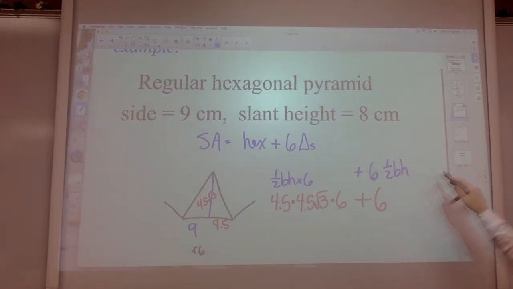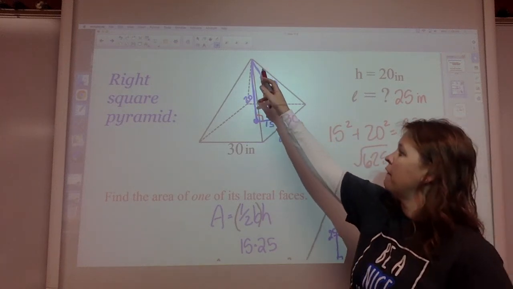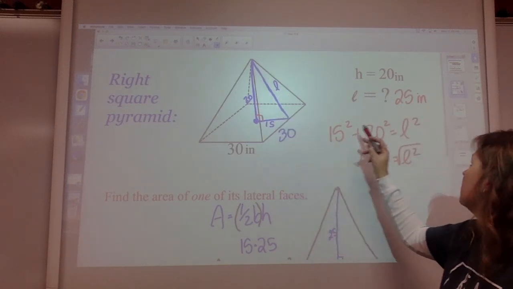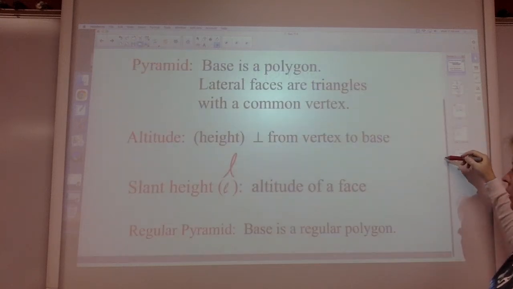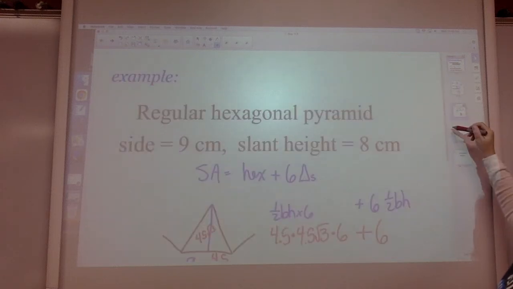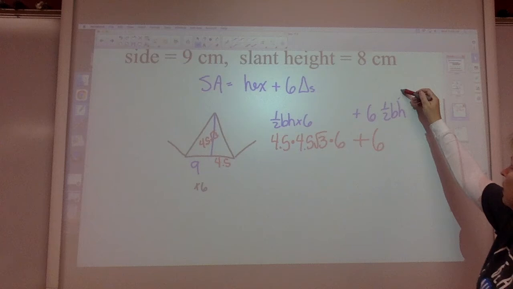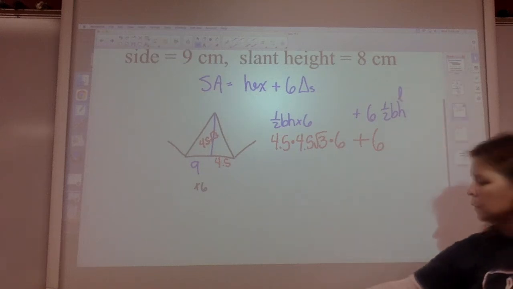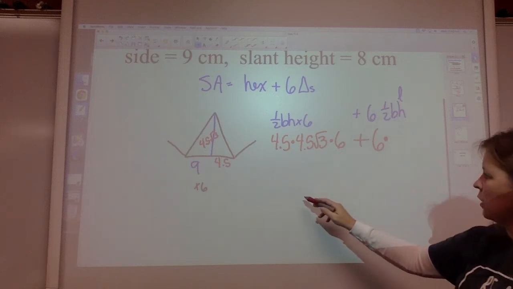The height of this triangle, if I go back up and look at my other pyramid, the height of a face is a slant height. You don't think vocabulary is important? If you're looking for the altitude of a face, we're trying to find the face. So this H is really the slant height. So we're going to take 6 times 1/2 the base, and I'll draw a new triangle.